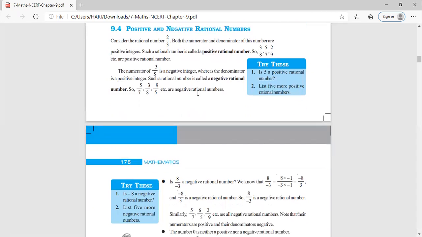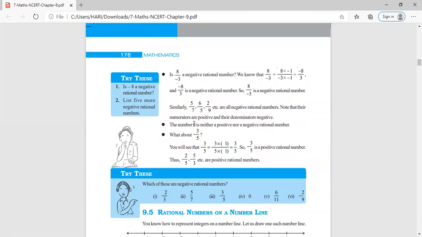Now we will consider some more examples. What about minus 3 by minus 5? Here the minus sign is there in both places in the textbook. Here both the numerator and denominator are negative integers. You have already learned the rule for division of integers. When we divide a negative integer by another negative integer, the result will be positive. So minus 3 divided by minus 5 is going to be 3 by 5 only.